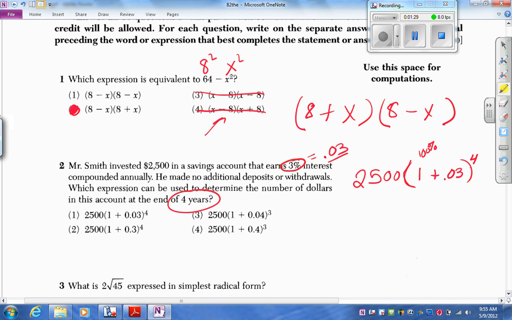I think I gave you guys the wrong answer the other day. I think I just accidentally picked the wrong one. And the exponent's 4, and that's all that is.